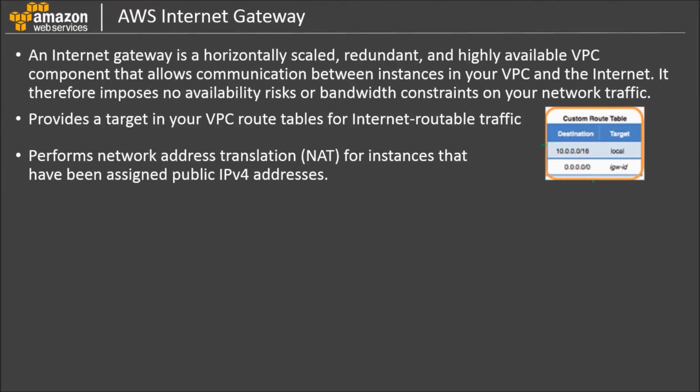Similarly, when an instance receives traffic from the internet, the internet gateway translates the destination address to the instance's private IP address and forwards the traffic to the VPC.